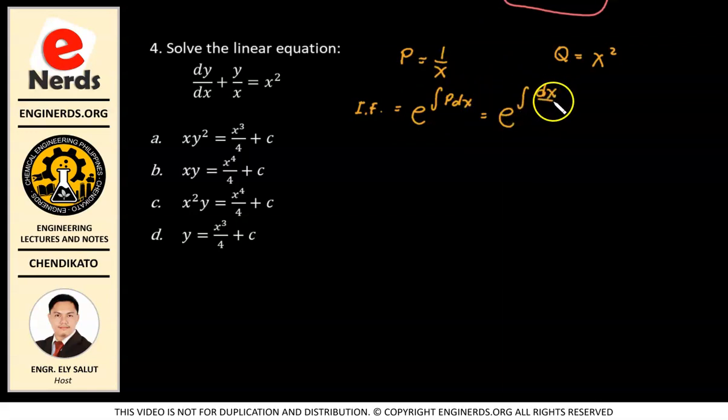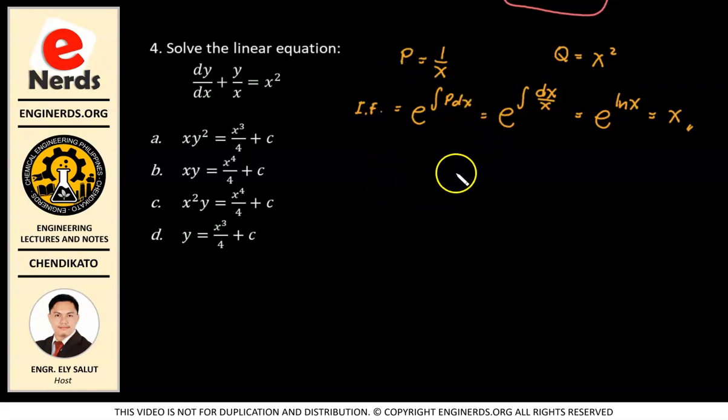So we have dx over x. Okay? Which means this is equal to e to the ln x. Okay? So using our laws of logarithm, we know that this is just equal to x. So our integrating factor is equal to x. Now we're going to proceed with our procedure in solving linear differential equations.